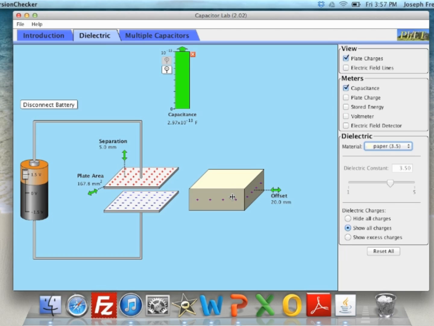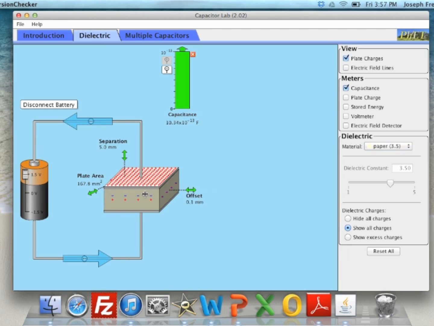Remember, it's at 2.97 times 10 to the negative 13th farads now. Completing the sandwich gives us a much higher capacitance of 10.40 times 10 to the negative 13th farads. Once again, looking inside the dielectric, we can see the polarization, the separation of negative and positive charges, thereby increasing the capacitance for the reasons explained earlier.